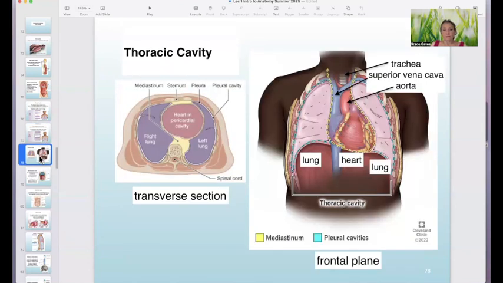Here's a cross or transverse section of the thoracic cavity showing the right lung, the heart, and the pericardial cavity, and the left lung, and then showing a frontal plane showing the lung, the heart, the lung again. Of course, that's the right and the left, heart in the middle. Here's the trachea, superior vena cava, the aorta.